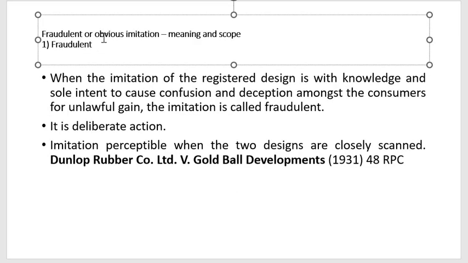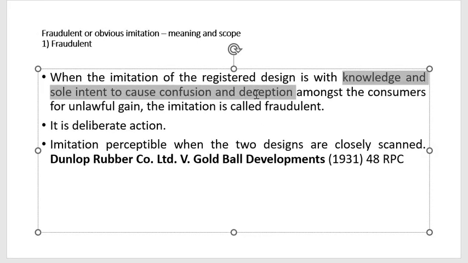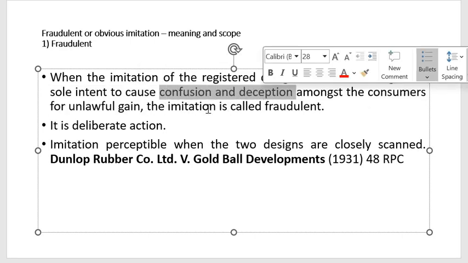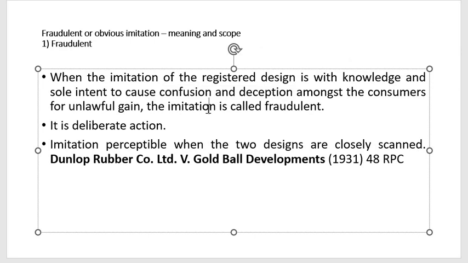Particularly, fraudulent or obvious, what does it mean? Fraudulent means knowledge and intention to cause confusion and deception for unlawful gain. Now, this confusion and deception is not mandatory. Similarity is what is required. Obviously when things are similar, there will be confusion and deception, but you need not prove confusion and deception. Similarity is required to be proved.